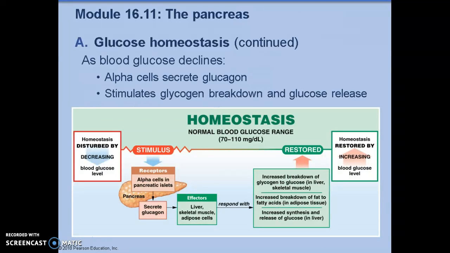As the blood glucose declines, so you ate your Snickers bar for breakfast, and you've gone to class, and it's 4.5 hours later, and you didn't come prepared, you didn't bring any food or coffee to keep you awake. And so as your blood glucose levels decline, the alpha cells will secrete glucagon, and that will break down the glycogen in the liver.